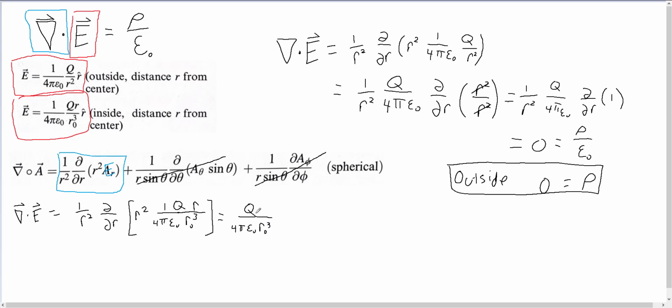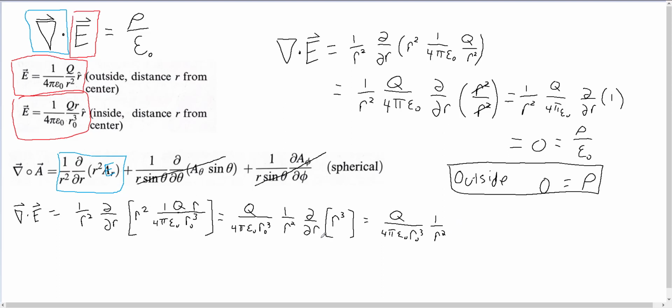We have to remember to write the 1 over r squared, which is before the derivative. So we'll say 1 over r squared. And then now let's go ahead and take the partial derivative. Well, I'll just set it up. We won't take it yet, but we'll say partial with respect to r of, it looks like we have basically the r squared times r. So we know that that's going to be r cubed. Okay, we'll copy this over again. So all the constants, nothing's changed. We'll say capital Q divided by 4 pi epsilon naught r naught cubed, and then 1 over r squared. And now let's go ahead and take the derivative.